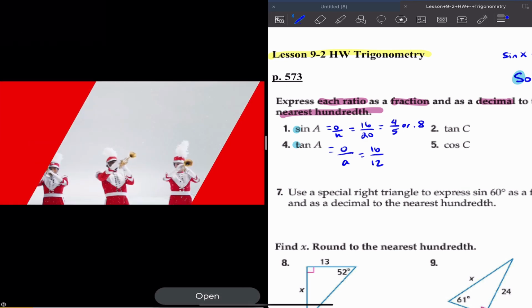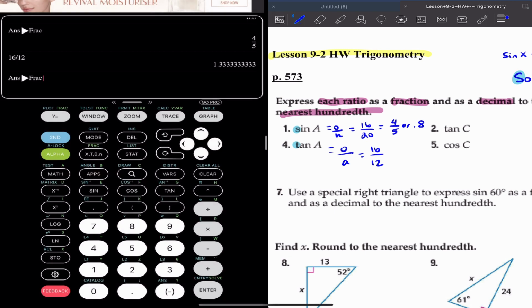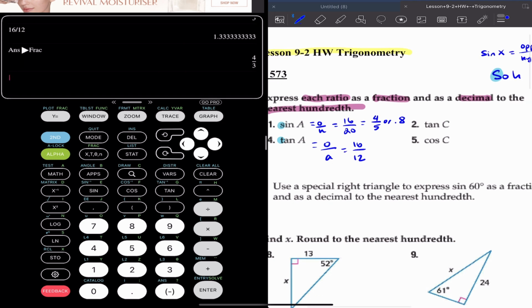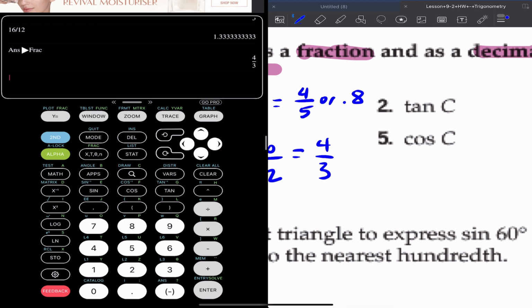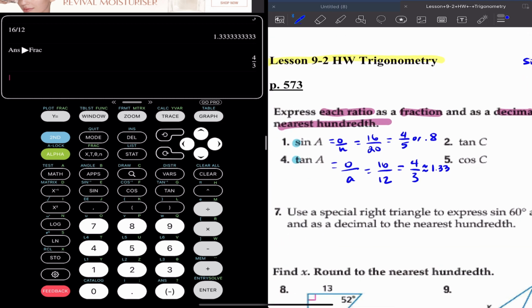So I press, there's an add. Let me get rid of that. All right, there we go. So I'm going to try that again. Press math, enter, enter. And that 16 over 12 now becomes 4/3. And 4/3 is your simplified fraction. Okay? So if I have to round to the nearest hundredth, that's 1.33. So tangent of A is 4/3, which is approximately 1.33.